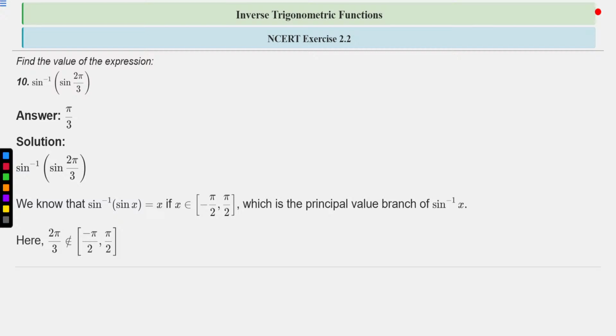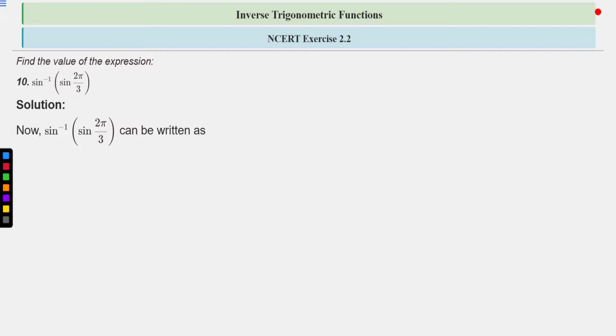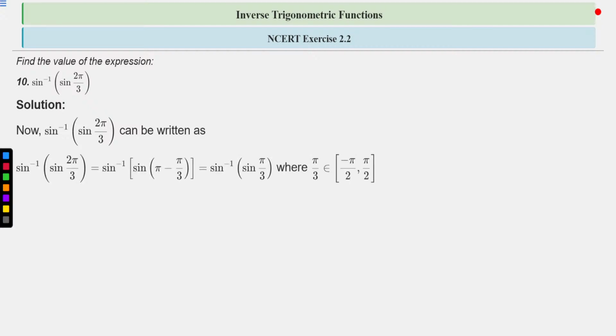We will try to convert 2 pi by 3 in such a way that it falls in the interval minus pi by 2 to pi by 2. So let us see. Sine inverse sine 2 pi by 3 can be written as sine inverse sine of pi minus pi by 3. We can write 2 pi by 3 as pi minus pi by 3, which equals sine inverse sine pi by 3, because we know that sine of pi minus theta is equal to sine theta. Therefore, sine of pi minus pi by 3 will be equal to sine pi by 3.